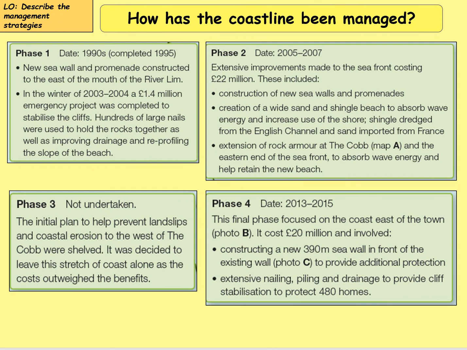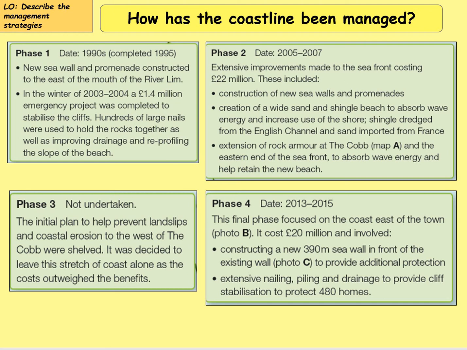So phase 1, 1990s, this was the new sea wall and promenade, and an emergency project costing 1.4 billion to stabilise the cliffs. Phase 2, 2005-07, an extensive improvement made to the seafront, 22 million. You can have a read of what that entailed. Phase 3 was not undertaken. This was the initial plan to prevent landslips and coastal erosion to the west of the Cobb, which was actually shelved. And then phase 4, which was the more recent and final phase, focused on the town improvements.